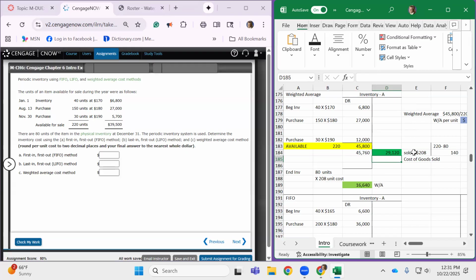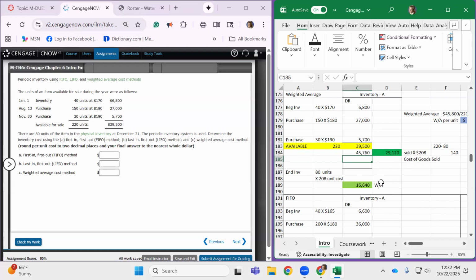Okay, let me make sure, because I'm off just a little bit. All right, so let me make sure I've got all these in. 40 units times 170, 150 units times 180. There it is. There's where it's off. Okay, 30 units times $190. There we go. So those two.